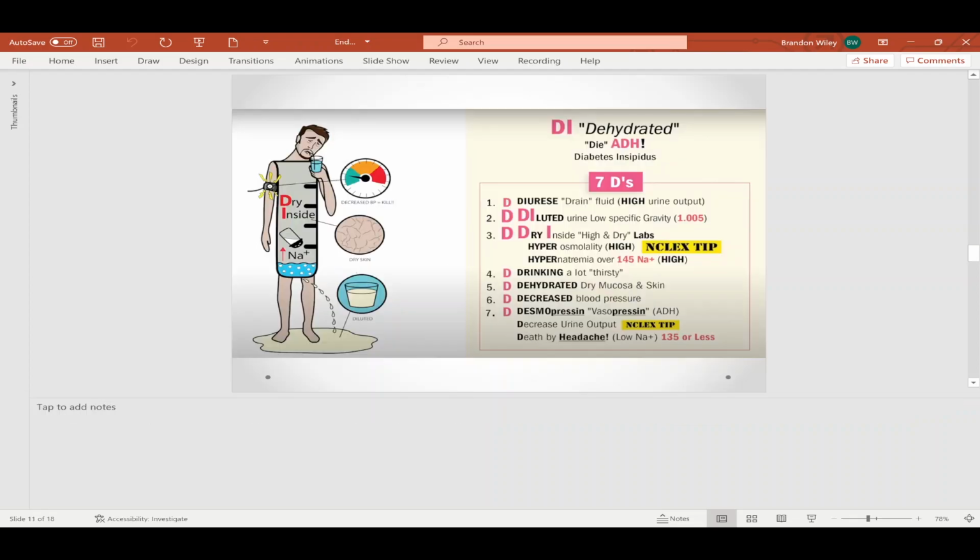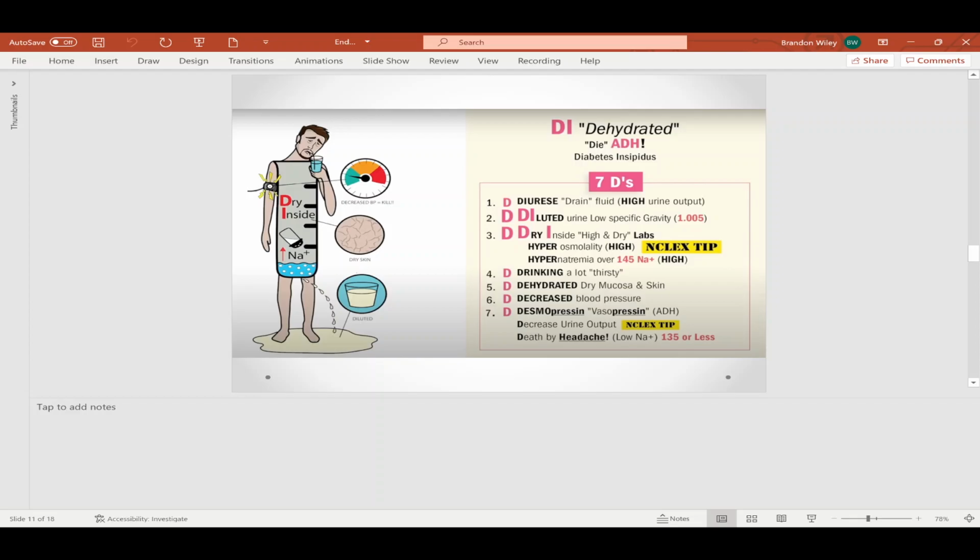All right, we're going to move on to the complete opposite spectrum now. So I want you to know DI, and now we're going to switch views. So we're going to go to SIADH. So this is an excessive amount of ADH. So what's ADH again? Which is retaining fluid. So we've got an excessive amount of this causing dilutional hyponatremia. So it's going to be complete opposite of our DI.